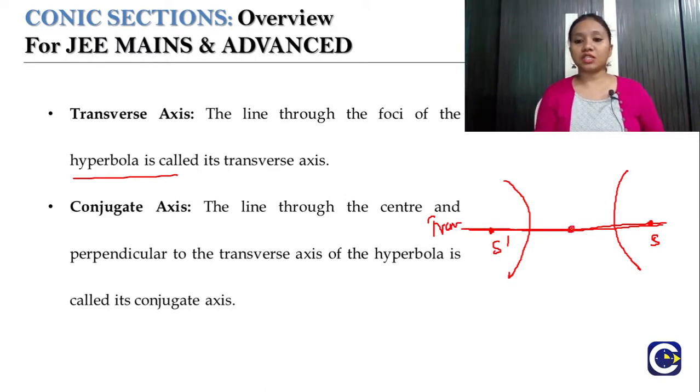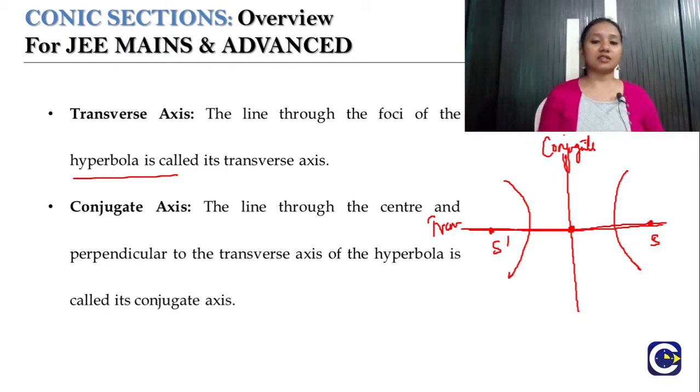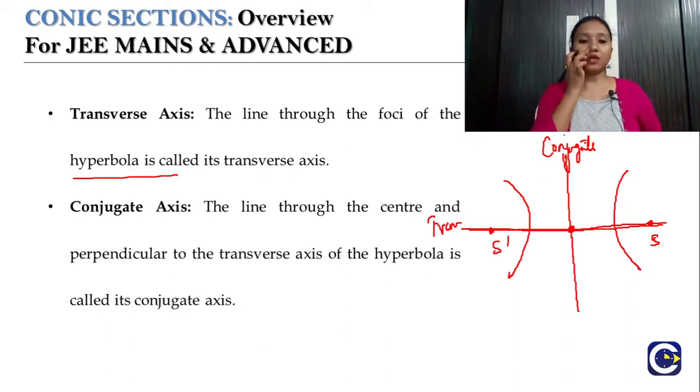And the line which is passing through the center of this hyperbola as well as perpendicular to our transverse axis is called the conjugate axis. That means the axis which is perpendicular to the transverse axis as well as passing through the center of the hyperbola is called my conjugate axis. So we have to be very clear with these axes, because with respect to these axes alone, we can have our equations in different standard forms of the hyperbola.